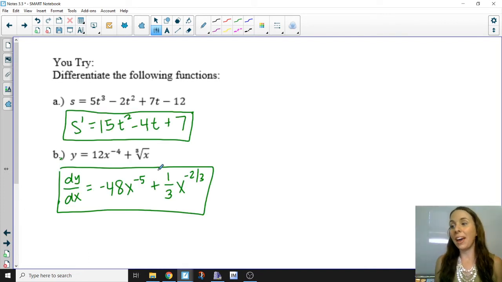All right, I'm back and here are the answers to the first you try, parts A and B. So check yours, see how you did. Don't worry so much about notation. Notice that I labeled this as S prime. Your other option could be like ds over dt, or there are actually other ways to denote a derivative as well. So if we differ in notation, no big deal. For this one, I just decided to switch it up and write it as dy over dx, but you could have written it as y prime.